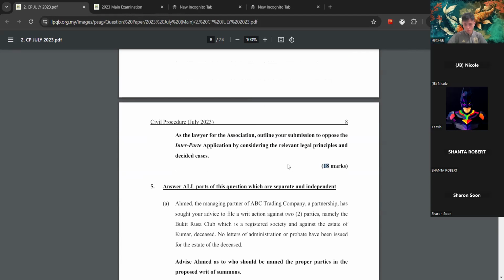So you may post in the group chat what should be included in your answer in order for you to secure these 18 marks.